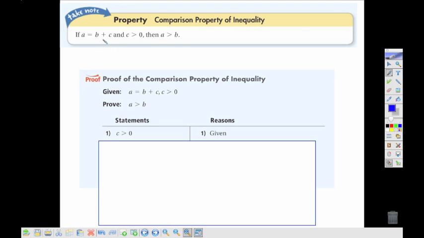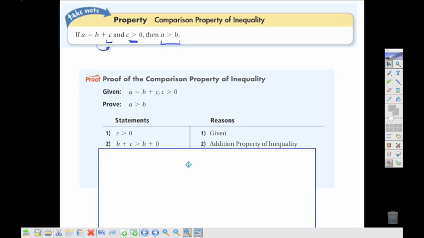Now before we can do some of these proofs with inequalities, we have to understand the definition of an inequality. So one of the things with an inequality is if I'm comparing two numbers, say I'm comparing A and B here, and I know that A is the sum of two numbers. Notice that C, they just tell us it's a positive number. So if I have to add something to B to get A, then I know that B has to be smaller than A.